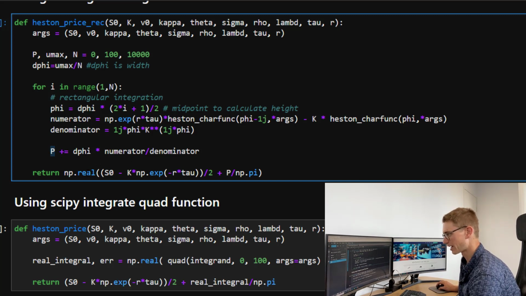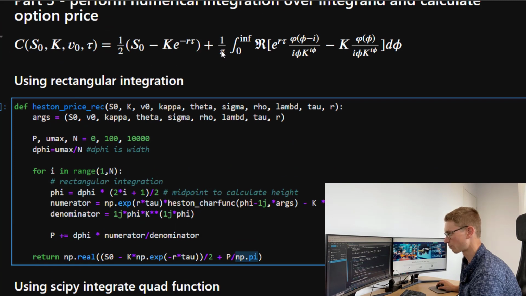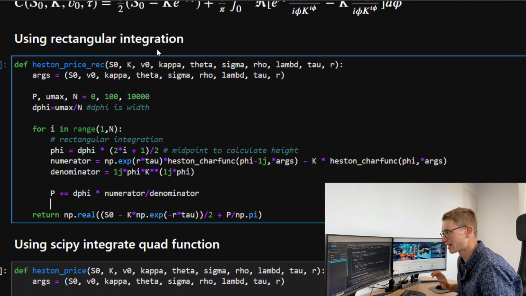Once we've got that, I can return just the real component, and we have p divided by pi, because that's what the integral was divided by, and then I just need to calculate this half of s minus discounted strike. So that's returning the Heston price using rectangular integration.